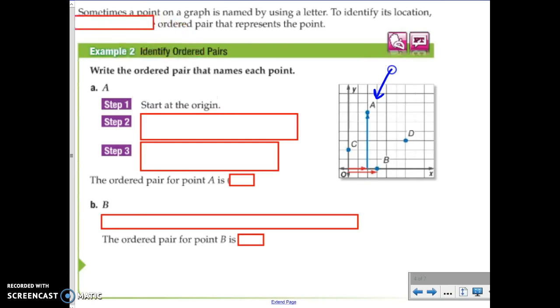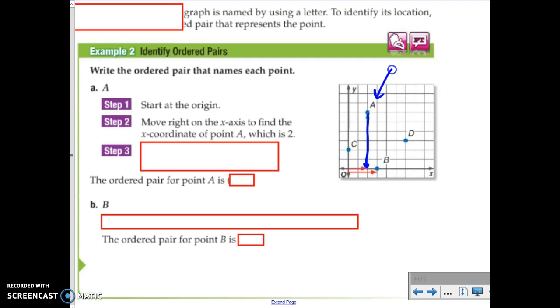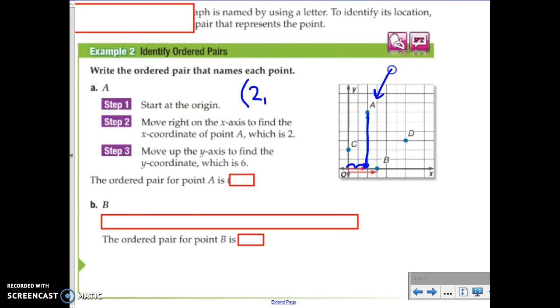So your first step again is to start at the origin. Now, trailing down this way, I need to see where I'm at on the x-axis. Since it's to the right, I move 1, 2 spaces to the right. So I know the first part of my ordered pair is going to be a 2. And then next, I move up on the y-axis to find the coordinate, which is, let's count it here, 1, 2, 3, 4, 5, 6. So I know now my y-coordinate is 6, which gives me the ordered pair 2, 6.